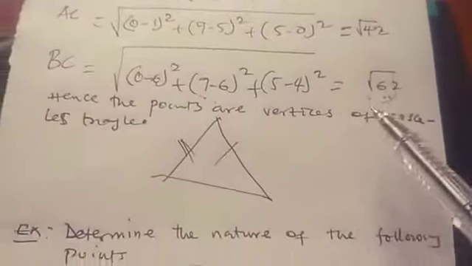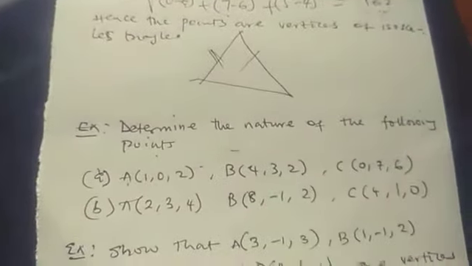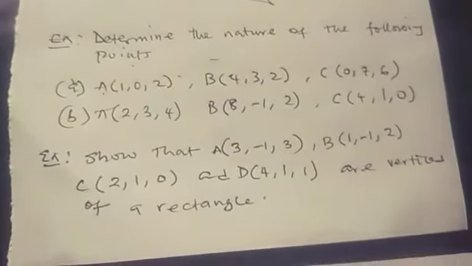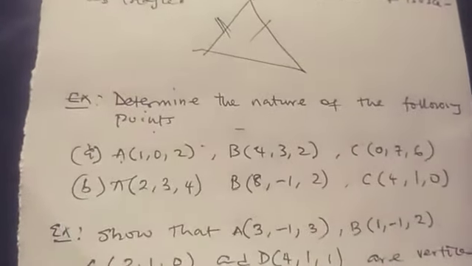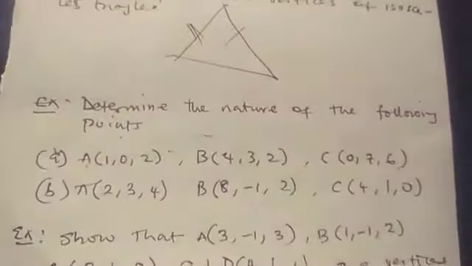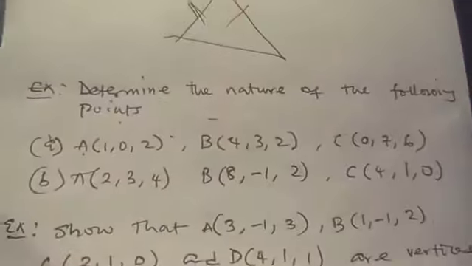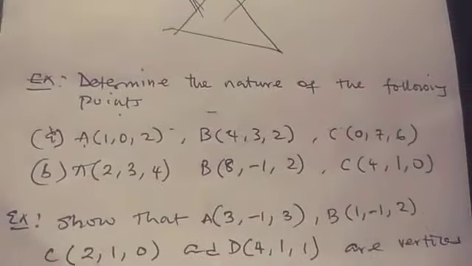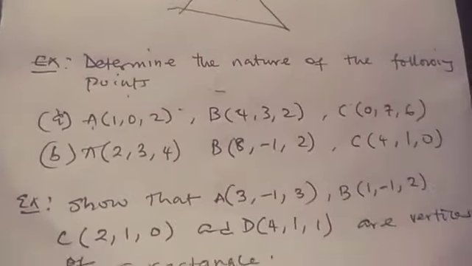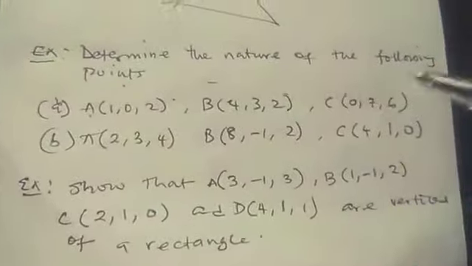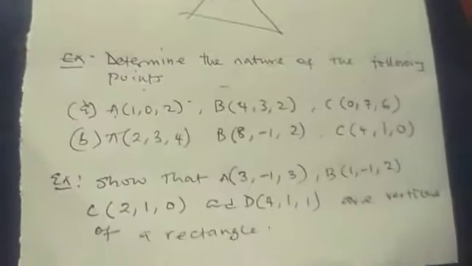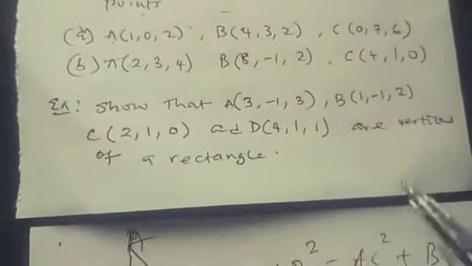So I've told you about the vertices of an isosceles triangle, if two of the sides are equal. Another thing is an equilateral triangle, if all the sides are equal. If you pair them the way I paired it here, and you find out that all the sides are equal, you should know that it's an equilateral triangle. And if all the sides are not equal, you should know that it's a scalene triangle. That is only what they want you to do here.